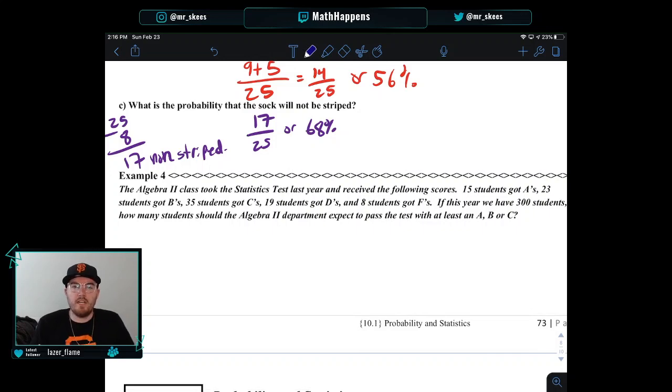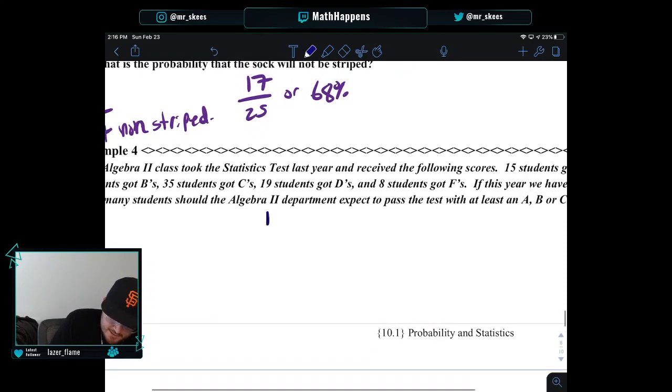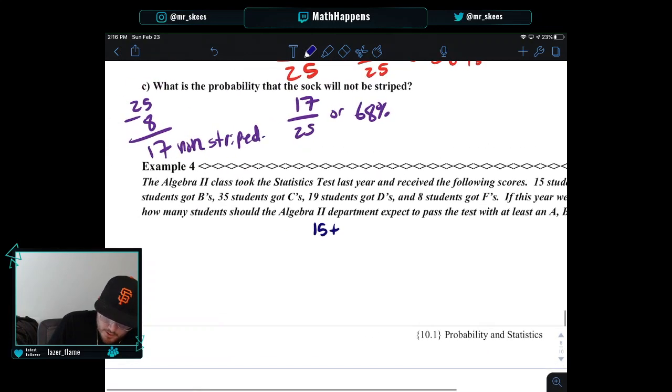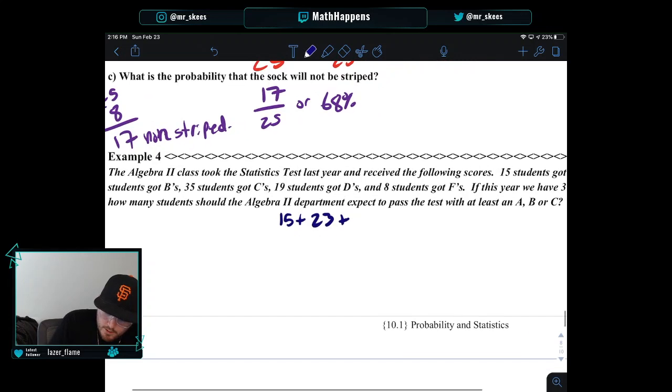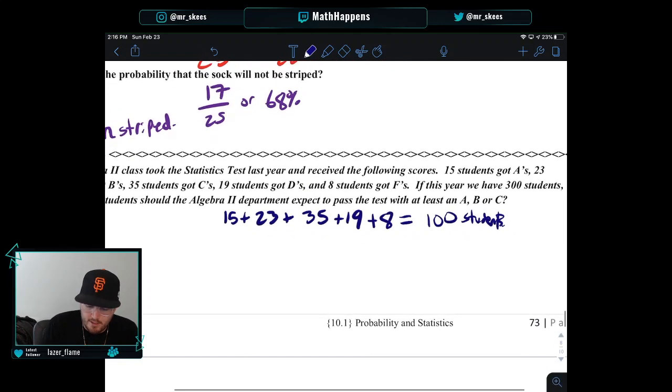Well, we're going to use what happened in the past to predict what's going to happen now with the 300 people. 300 students. So let's take a look at what we had before. There were 15 A's, and there were 23 B's, and there were 35 C's, and there were 19 D's, and there were 8 F's. If you add up each of these people, there were 100 students, which makes life easy. Out of 100 is nice. So there were 100 students.